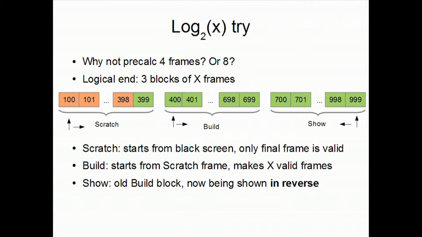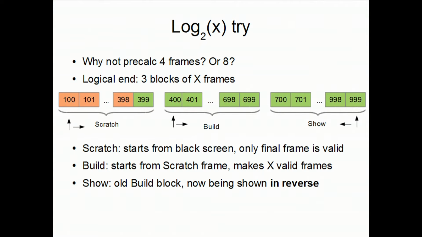So the logical end is to have 3 blocks of frames. You have the scratch block, which starts from a black screen and eventually results in 1 valid frame at the end. Then you have the build block, which starts from the valid scratch frame and calculates all valid frames. And then you have the show block, which is an old build block, which is filled already. And we show frames from that in reverse.